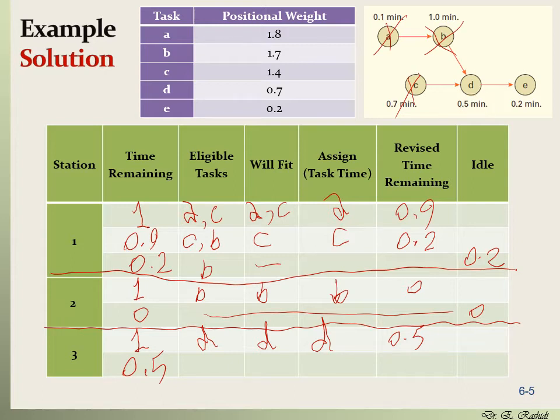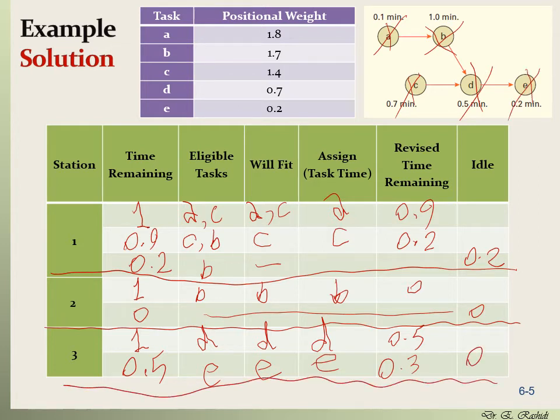And we have already assigned task D here. So the only task that remains is task E. Does it fit? Yes, task E requires 0.2 minutes, and we have 0.5 minutes here. So it does actually fit. So we're going to assign task E, and we're going to end up with 0.3 minutes. And since we don't have any other task, we're going to close workstation 3 as well, and we're going to end up with 0.3 minutes as idle time, a total of 0.5 minutes.